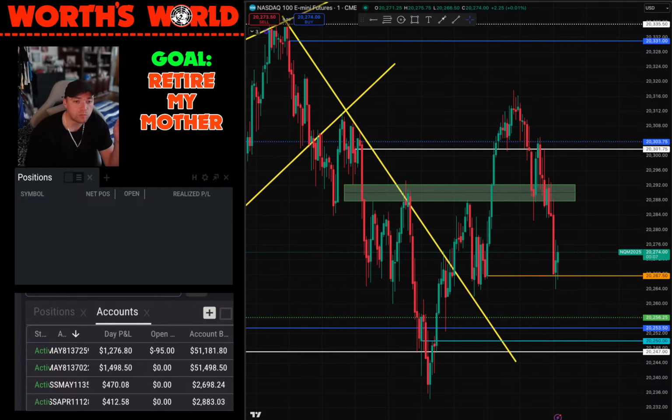Like that fair value gap where BPR, previous resistance tapped in real quick, got your reaction, and ultimately just rejected, staircased down from 301.